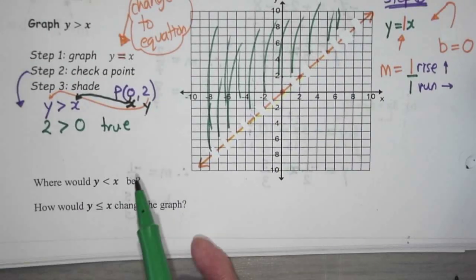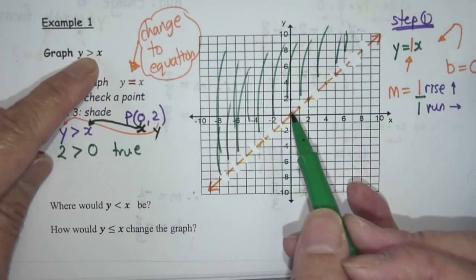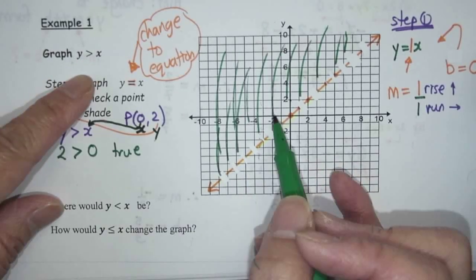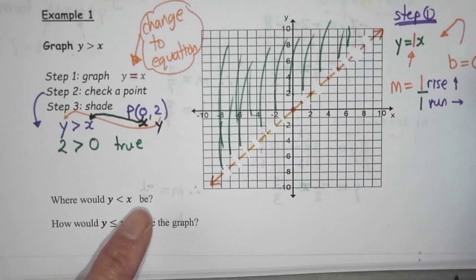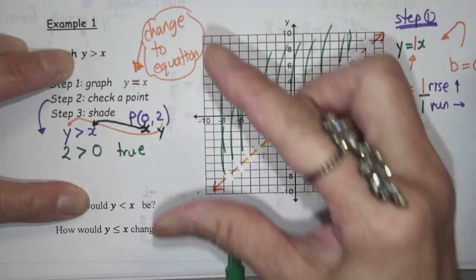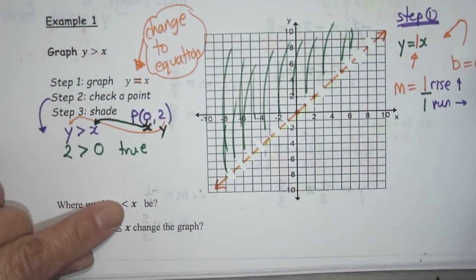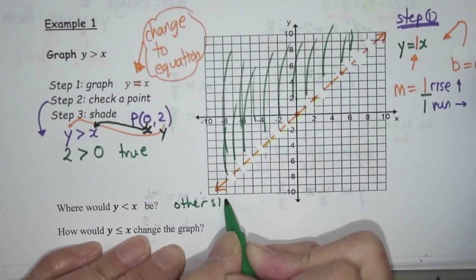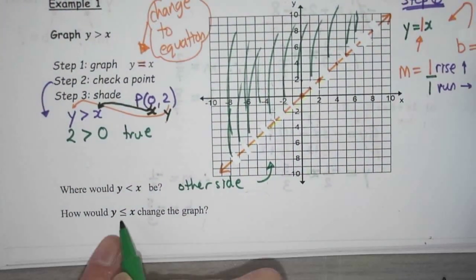So now this is y is greater than x. That's what we just graphed. What we graphed was y equals x, dashed line, then we checked a point, and we said greater than means above. Where would y less than x be? If I took the same question but changed the direction, so it's open towards the x, that would shade the other side. It would be this side, below. You would shade below.